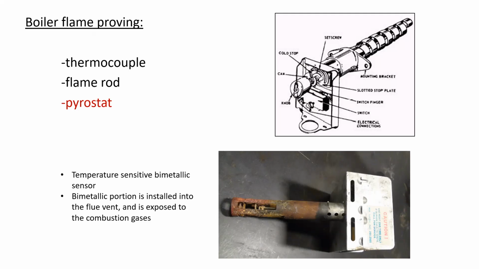Now the flue is the area where the exhaust combustion gases pass through, and the entire purpose of the pyrostat is to simply sense when the heat value increases. When the heat increases in the combustion gases, that would mean that the flame is present, and it could then prove to the system to allow for the main gas valve to be opened.